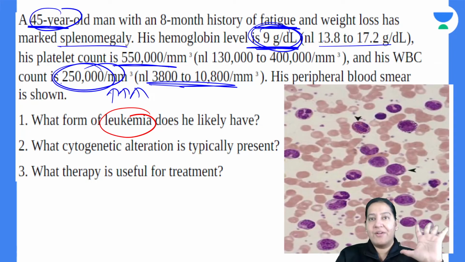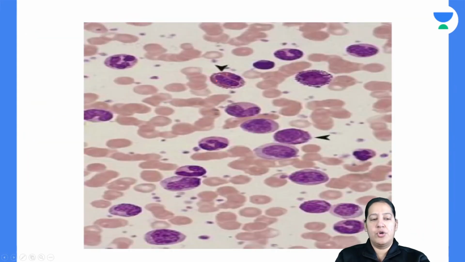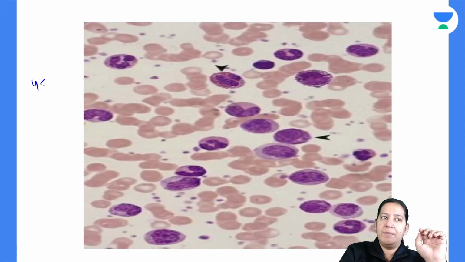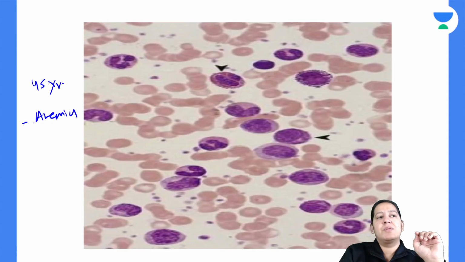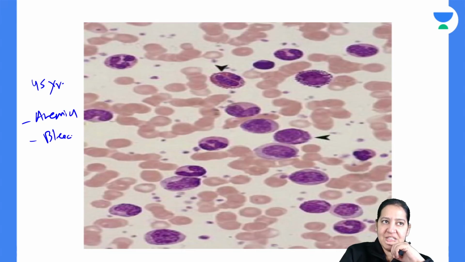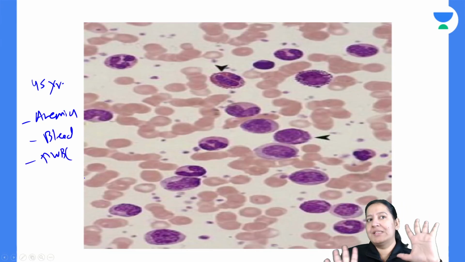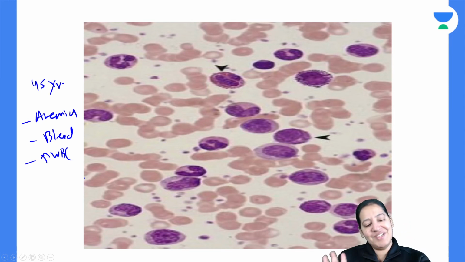See the image and read the clinical history. Now this is the image given to you. The clinical history given to you: the age of the patient is 45 years. The patient is presented with anemia, presented with bleeding, and the patient is having a high WBC count, that is 2,50,000. This is the image. Now what you can see in the image, let me give you the clue.